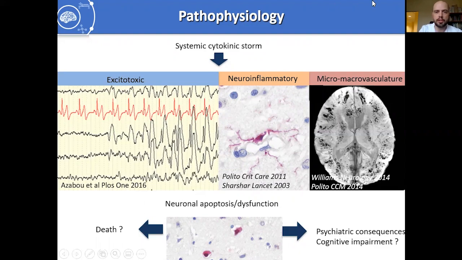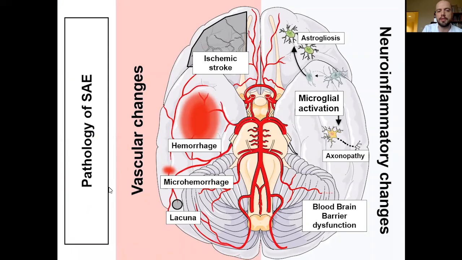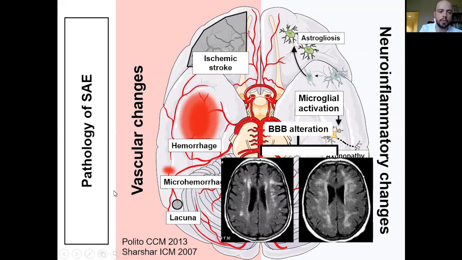The pathological changes that are observed during SAE are gathered on this slide. First, there are vascular changes such as lacunae, large ischemic stroke, but also hemorrhage with microhemorrhage and hematoma in the brain. There is also the neuroinflammatory process that is observed in pathology through astrogliosis, microglial activation, axonopathy, and neuronal death, but also blood-brain barrier dysfunction that has been evidenced in electron micrographs, but also in a study in which patients with sepsis underwent an MRI, and it evidenced increased perivascular spaces and changes that are presented on this MRI.